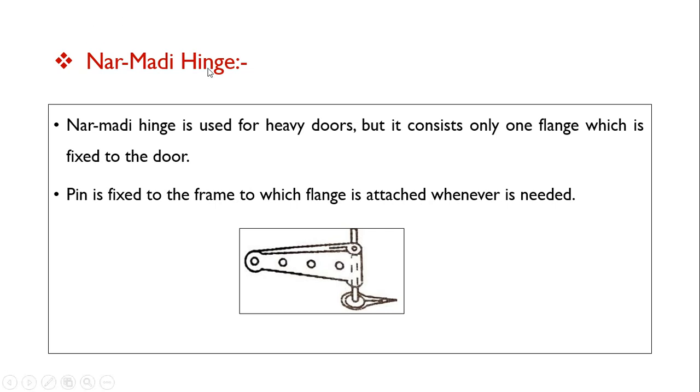Next is Narmadi hinge. This is a special type of hinge, Narmadi hinge, used for heavy doors, but it consists only one flange which is fixed to the door. Pin is fixed to the frame to which hinge is attached whenever it is needed. So here this type of pin is there, and here now this pin is fixed into this arrangement. So this is called as Narmadi. This arrangement is called as Narmadi.